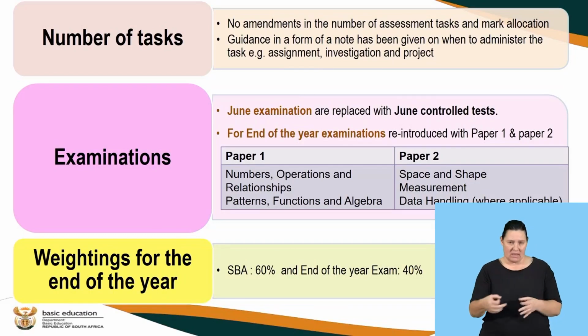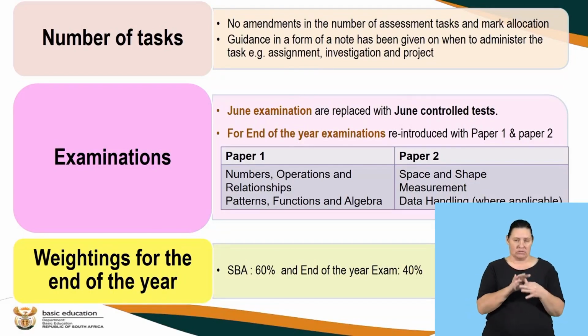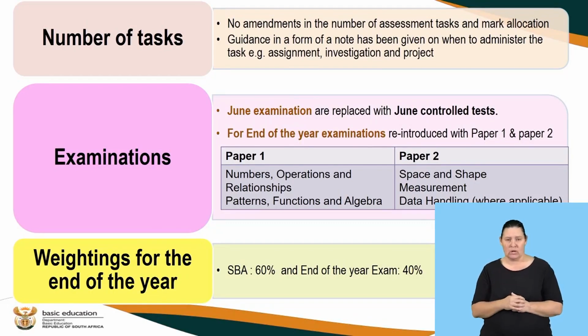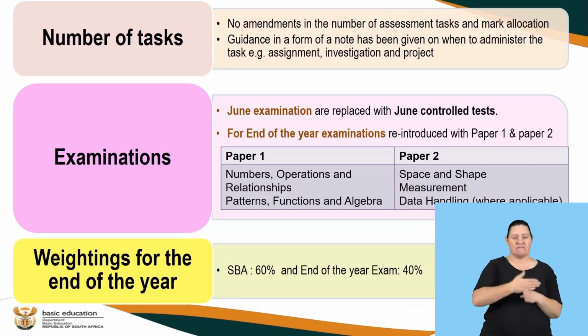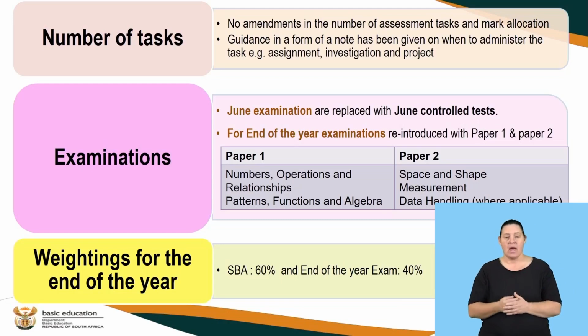Paper 1 will be numbers, operations, and relationships, and also patterns, functions, and algebra. Then in paper 2, we have got space and shape, measurement, and data handling where applicable. When we say where applicable, it means if data handling is not there in the grade 8 ATP, then you are not going to assess data handling.